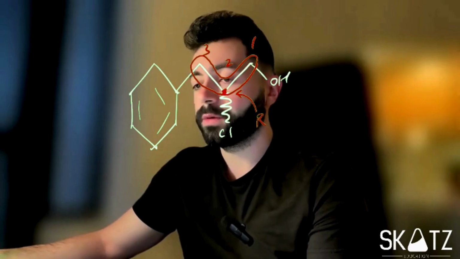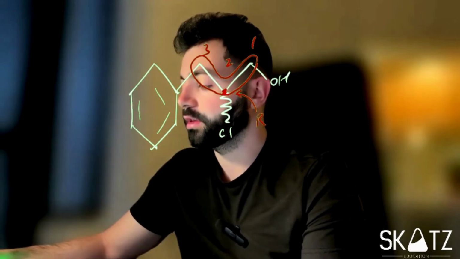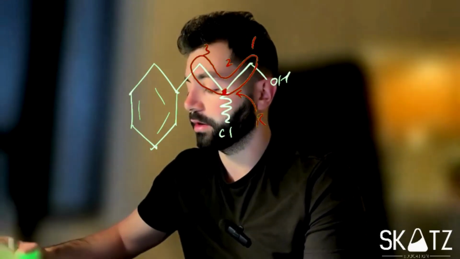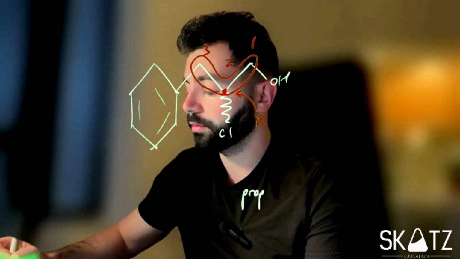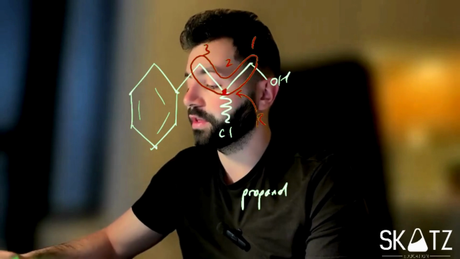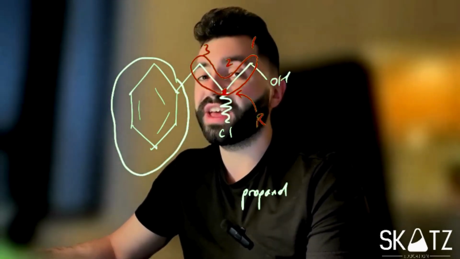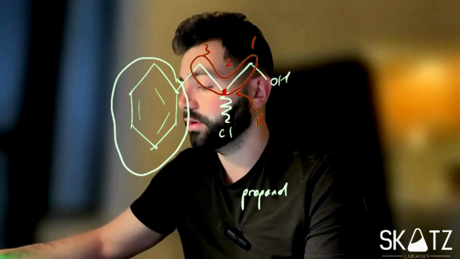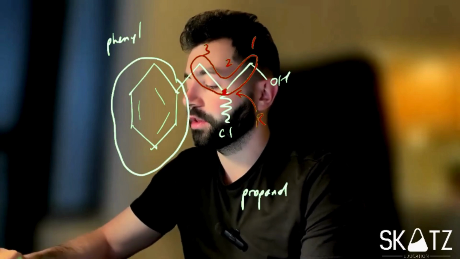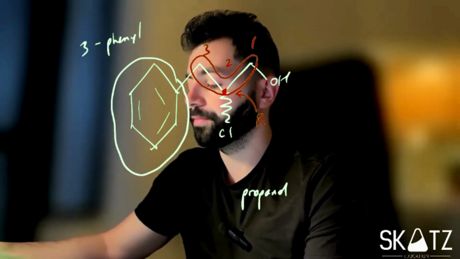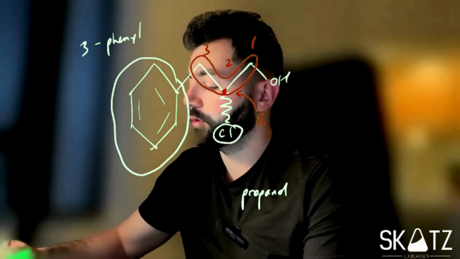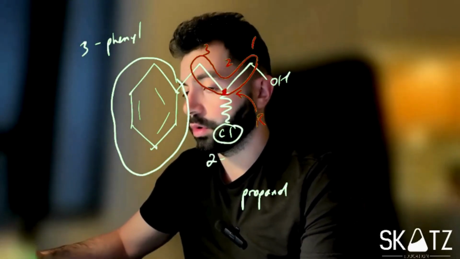So how do we name it? Well, first, let's start with the parent chain. This is a 3-carbon parent chain, and it has an OH group on it. So the parent chain name is going to be propanol. And on carbon number 3, we have this substituent. This is called a phenyl substituent because it's a benzene ring. So it's going to be a phenyl substituent, and it's on the 3rd carbon here. And on carbon number 2, we have a chlorine substituent. So this is going to be 2-chloro.